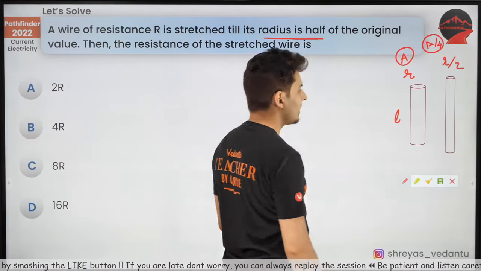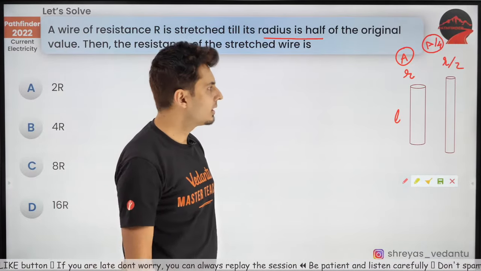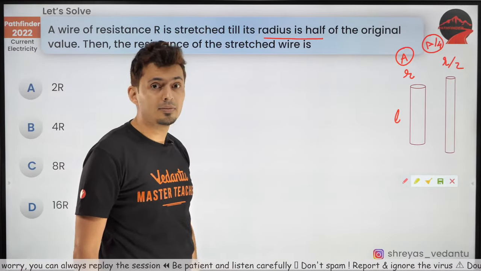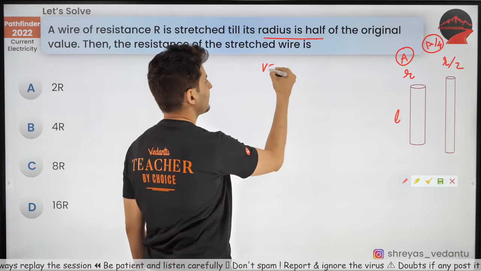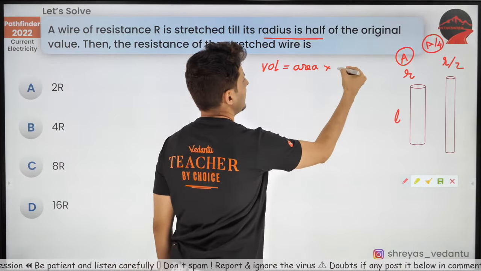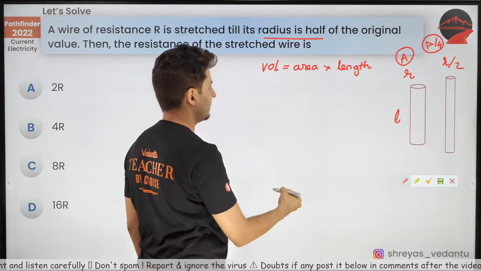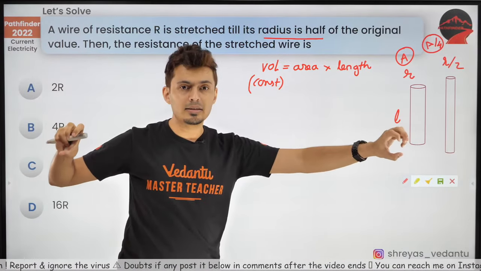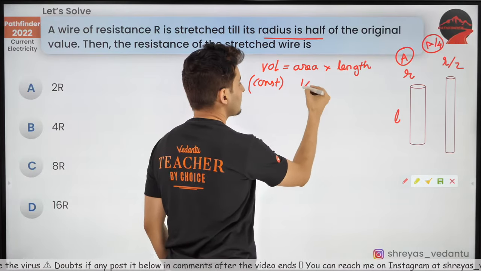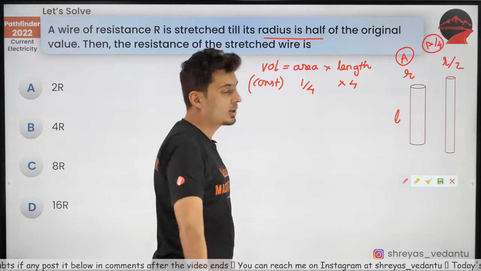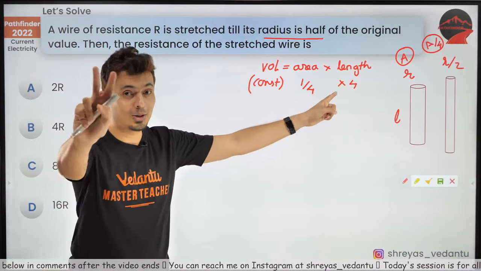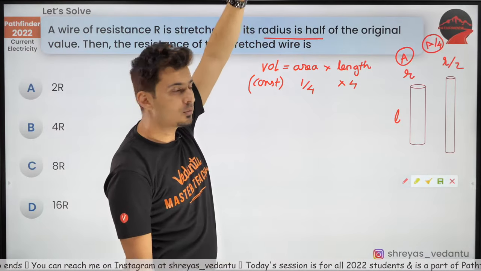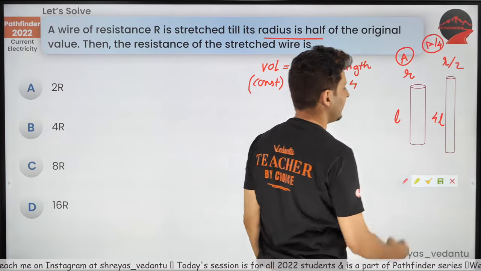Now, if the length was L, what will be the final length? Even the length will change, because the radius has become half. Area has become 1/4. The logic is simple. Volume is area multiplied by length. Volume is constant. You stretch it, area reduces, length increases, obviously. So if area becomes 1/4, length should become 4 times to keep the volume constant. 4 times, not 2 times. Area into length is volume. So length has become 4L.